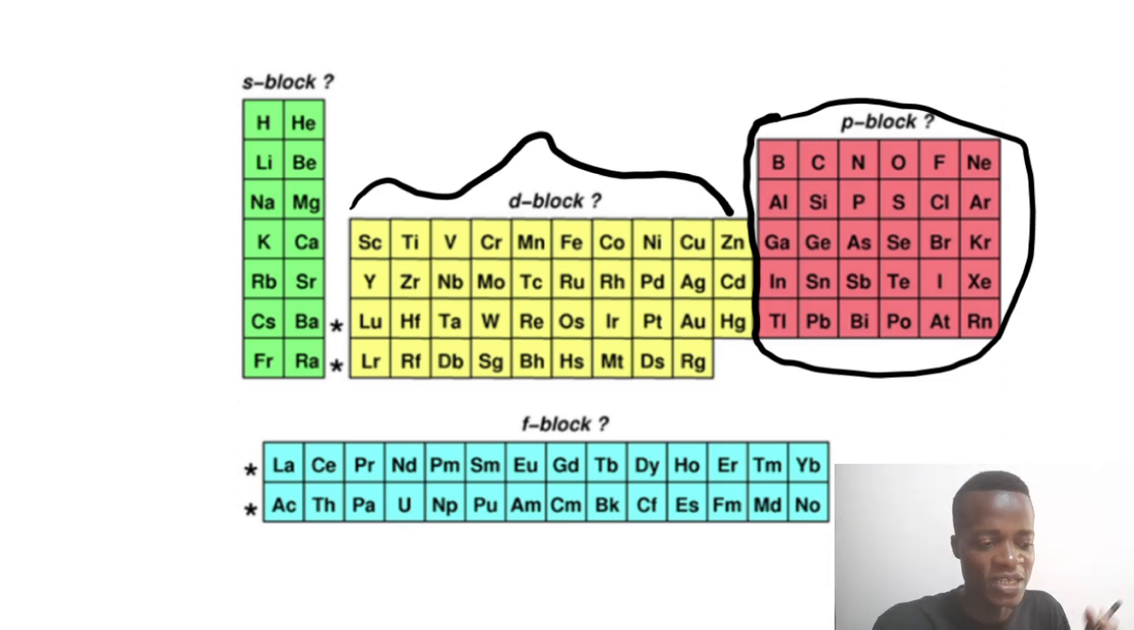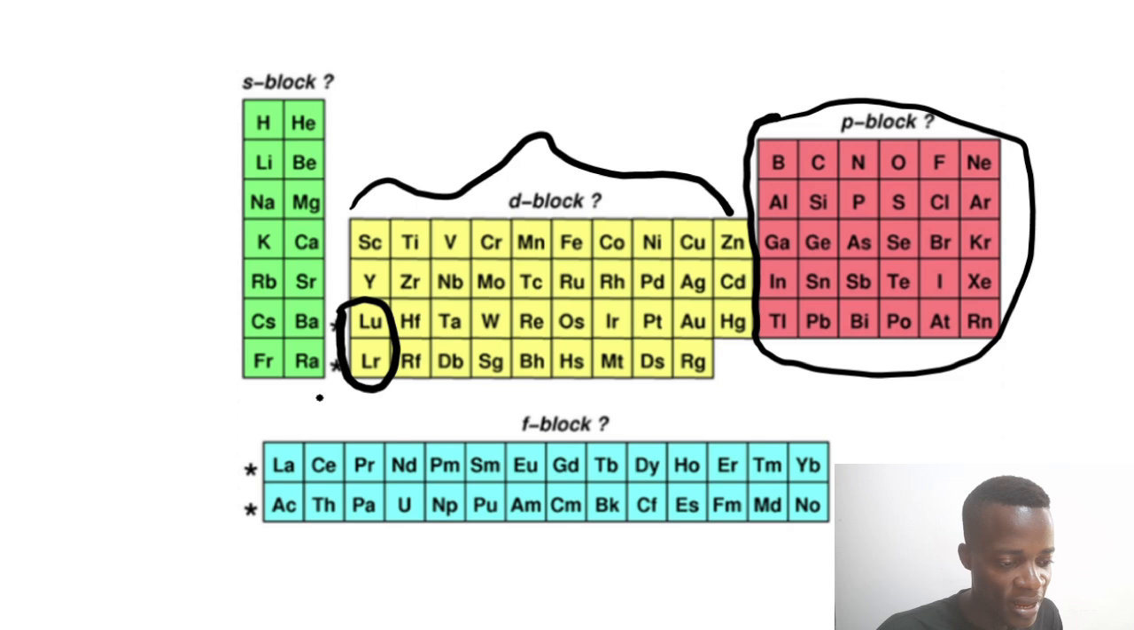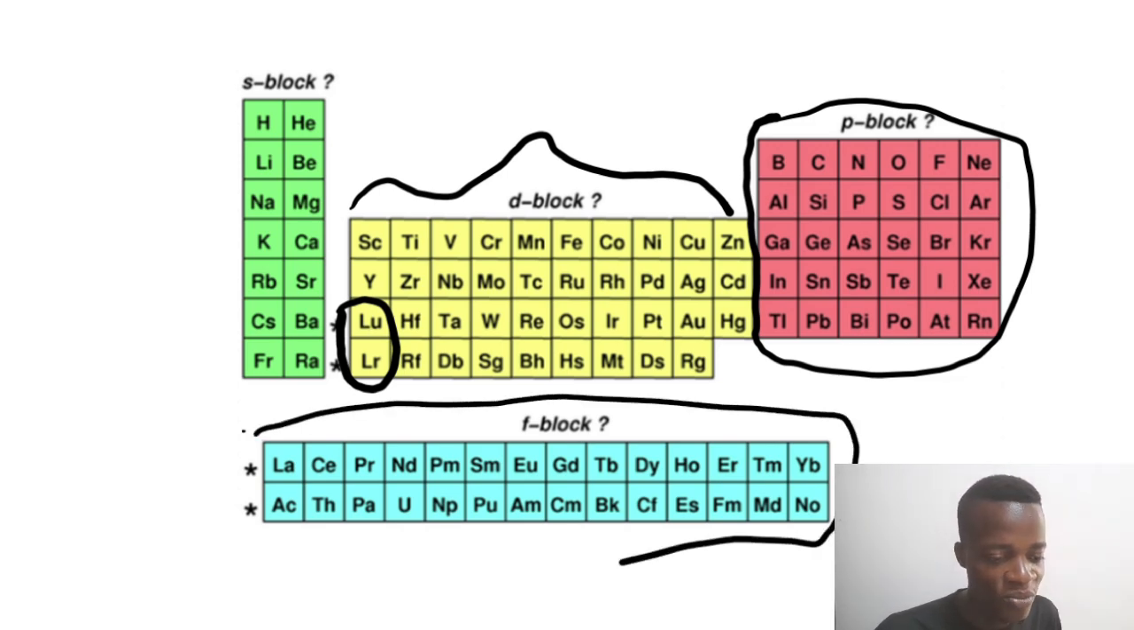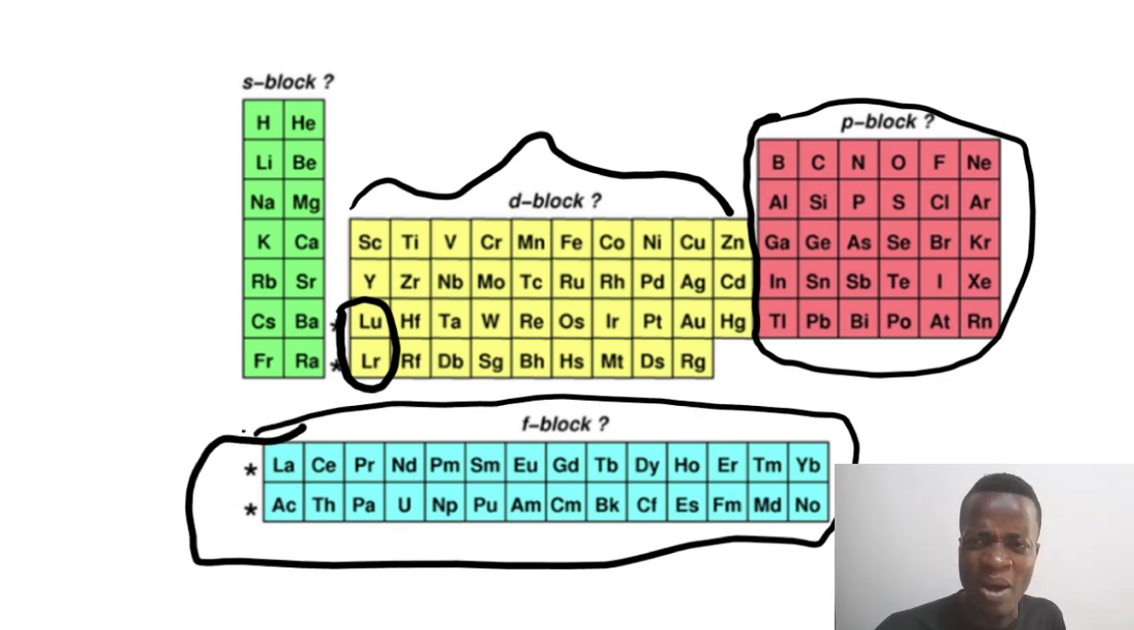It's as if you are cutting the table into cake parts, and each of them is a block. So the S block is this one, the P block is this red side, and the yellow side here is the D block, with the exception of these two. That's why there's a star there, for the lanthanide and actinide series. If you put them together, they are under the D block when you have the full table, but if you pull only these two out, you get something called the F block. So they form the F block. Now, why are they called S block, P block, F block, and all that?